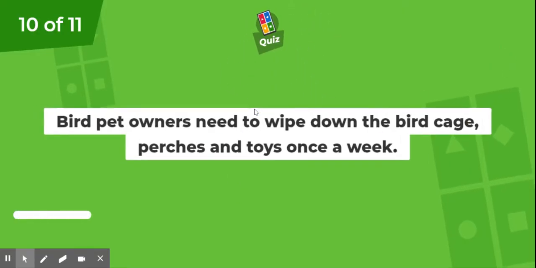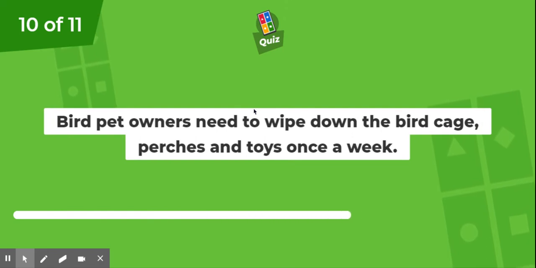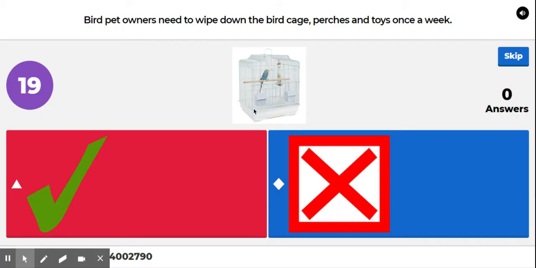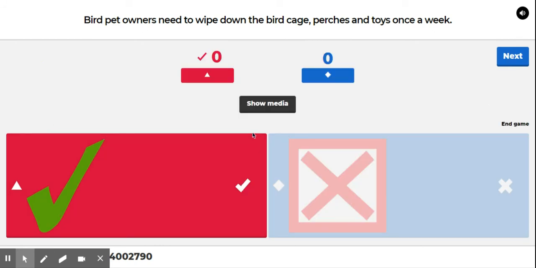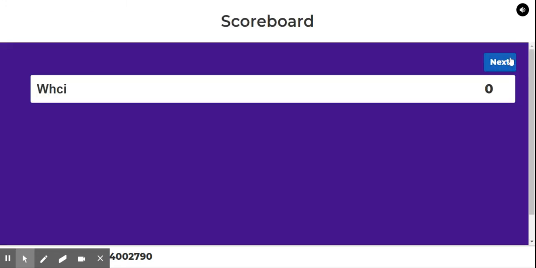Question number 10. Bird pet owners need to wipe down the bird cage, perches, and toys once a week. Yes or no? The answer is yes, that is a weekly chore. Those bird cages, the perches where they stand on, and their toys need to be cleaned thoroughly with soap and water on a weekly basis.